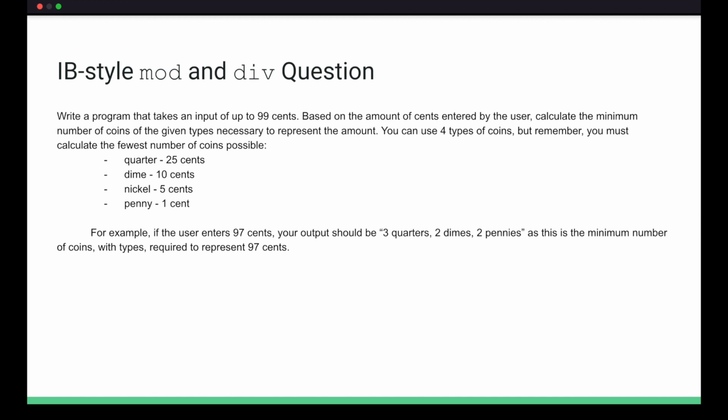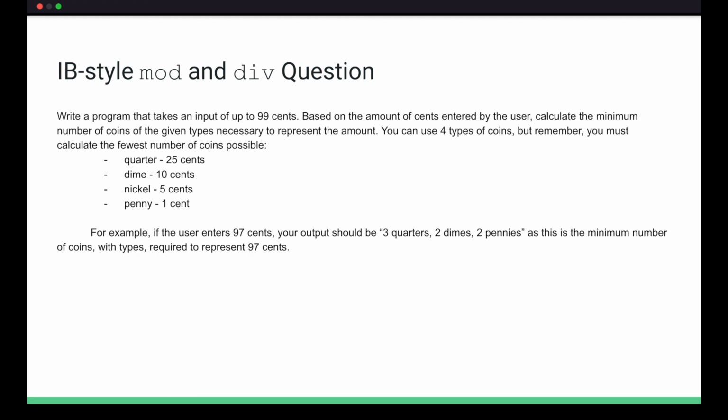So this is actually based on the American system. So quarters, which are 25 cents, dimes, which are 10 cents, nickels, which are 5 cents, and pennies, which are 1 cent. So for example, if the user enters 97 cents, your output should be 3 quarters, 2 dimes, and 2 pennies, as this is the minimum number of coins with types required to represent 97 cents.